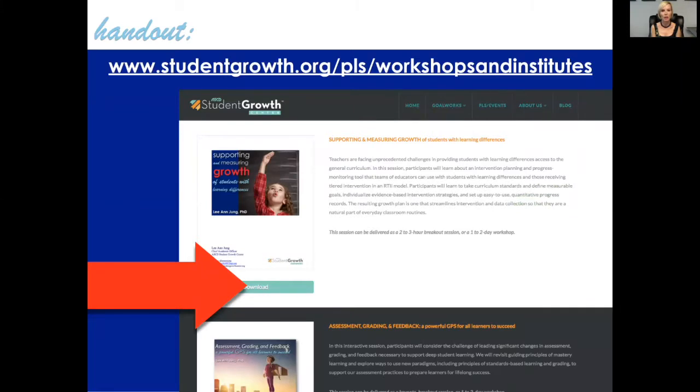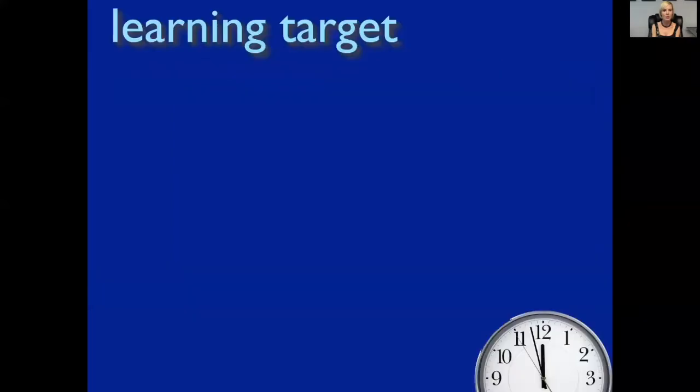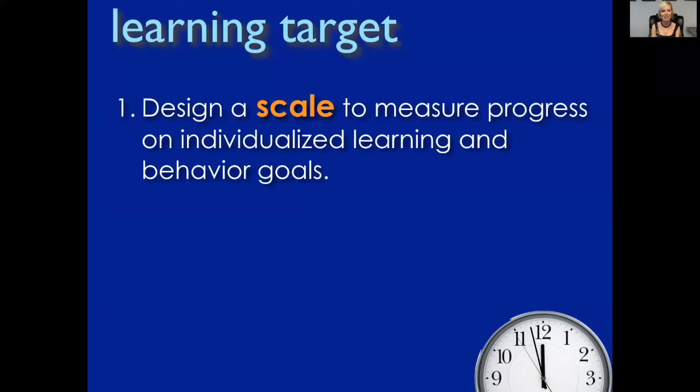This webinar on goal attainment scaling is part of a larger workshop that I do on supporting and measuring growth for students with learning differences. If you browse to our website and click on Professional Learning Services, PLS/events, you can find a description of all of our workshops and institutes and download a handout that goes along with this webinar.